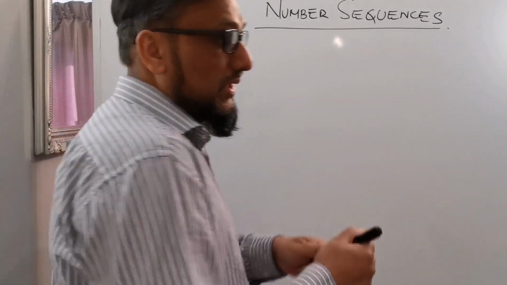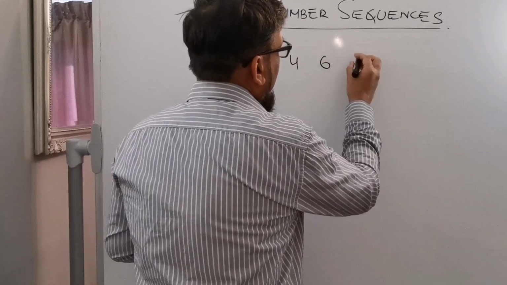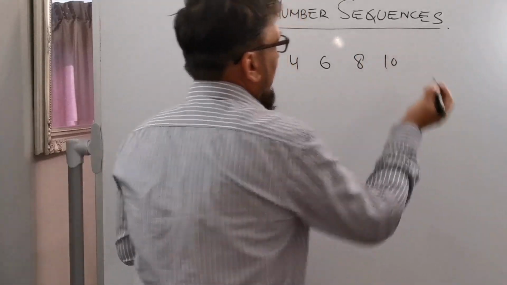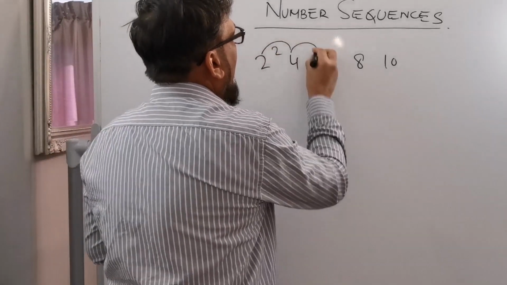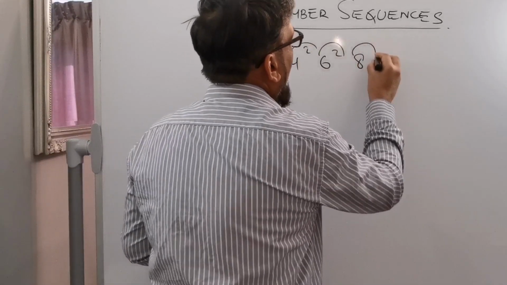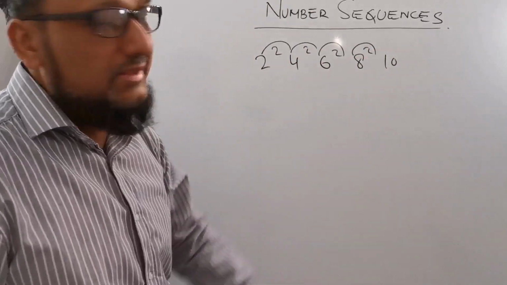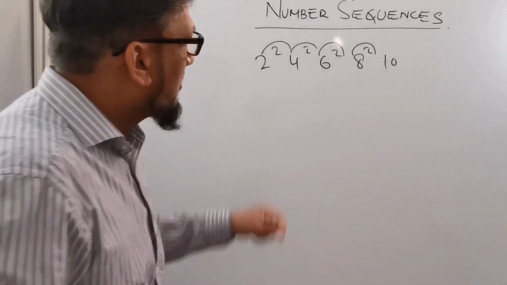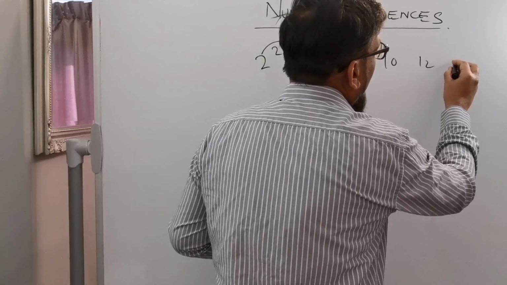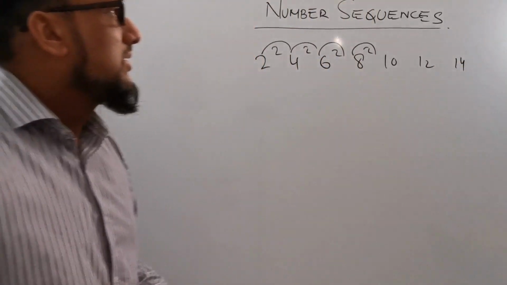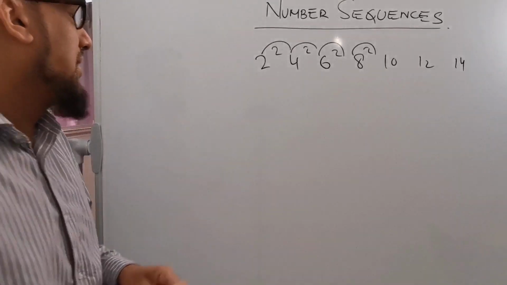Number sequences, you've been learning since childhood. For example, if I say 2, 4, 6, 8, 10, these are the even numbers, so the difference is 2. If I ask you for the next two numbers, you simply add 2: 10 plus 2 is 12, and 12 plus 2 is 14. So this is called a number sequence.